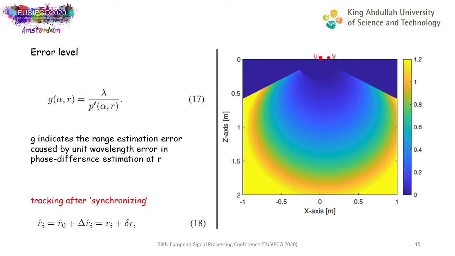We define the error level with wavelength and the derivative of P. This indicates the range estimation error caused by the unit wavelength error in phase difference estimation at R. From the figure, it's reasonable to perform tracking after synchronization, using the first several measurements as the initial range estimation and using the relative movements obtained by cross-correlation to get the rest of the range estimation as in 18.